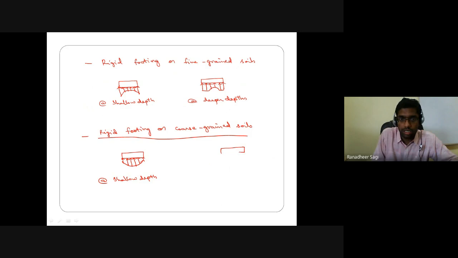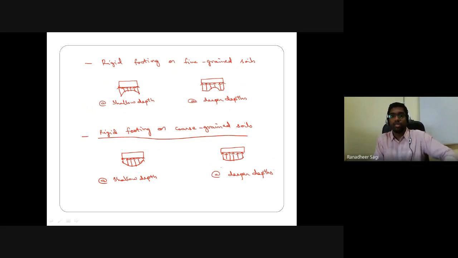The other case, rigid footing constructed at deeper depths. Okay, so what you see is that at the center the contact pressure is still going to be maximum, but at the edges the contact pressure that develops is going to increase compared to the earlier case you looked at. Earlier it was very less at the edge, but now as you go into deeper depths, even at the edges the contact pressure will tend to increase.